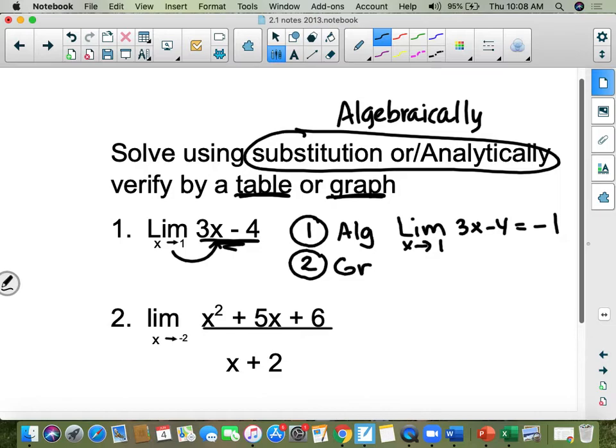And it looks like this. That's what it looks like. So as you're approaching 1, here's about the 1 marker. What's your intended y value? Is there a road going to x equals 1 from both sides? Yes, and it looks like a -1. So I showed you graphically.